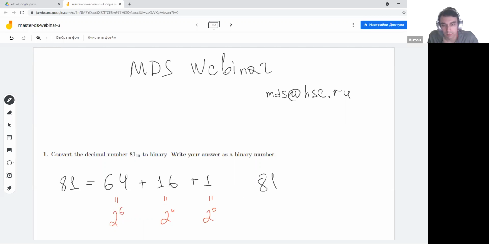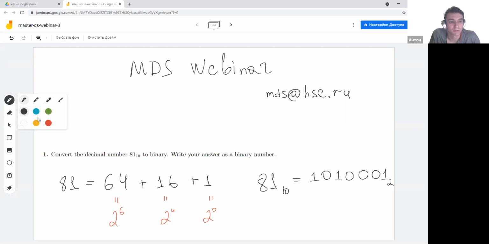So 81 as a decimal number is what? We have the 2 to the power of 6. Then we don't have in this sum 2 to the power of 5, so I write 0. We have 2 to the power of 4, so I write 1. We don't have 2 to the power of 3. We don't have 2 to the power of 2. We don't have 2 to the power of 1. And we have 2 to the power of 0. So this is the answer. This is the binary representation of the answer. And I'll just write it here.